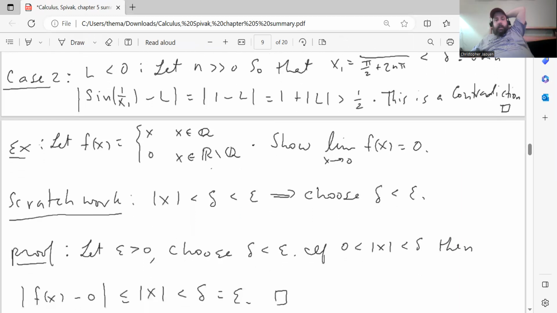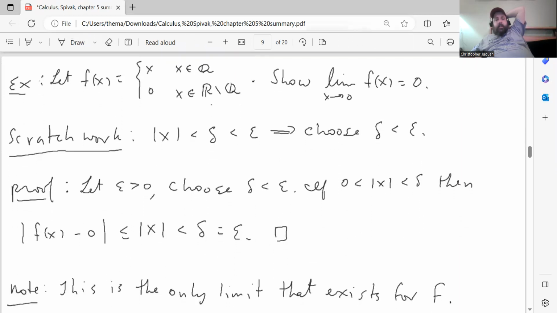Okay. Then he has this one that he doesn't actually do in the book, but he says you should show it yourself. He says this one has a limit at 0 but nowhere else, so you should prove it. So that's what I did here. This is kind of an interesting function.